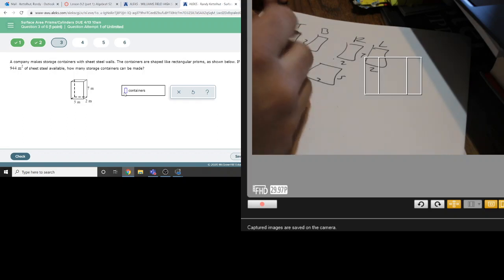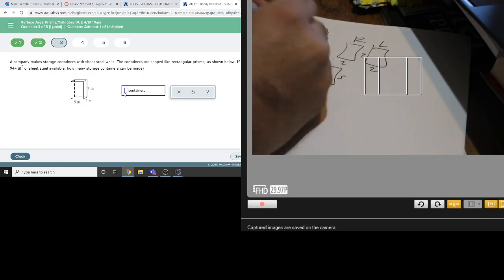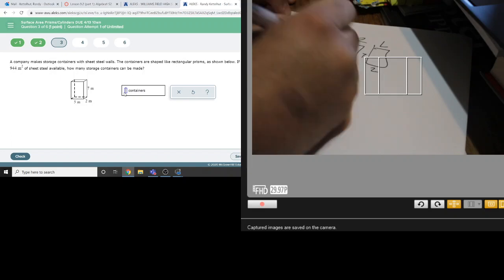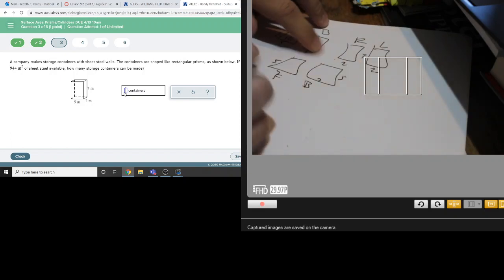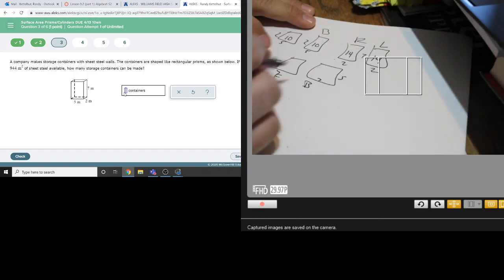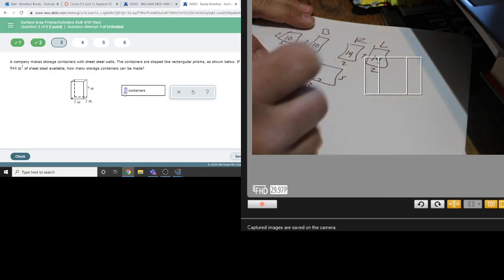Okay, so again, find the area of all of these things and add them together. That's the first step. Area of a rectangle is length times width. 2 times 5 is 10. 2 times 5 is 10. 2 times 7, 2 times 7. 5 times 7, 5 times 7.